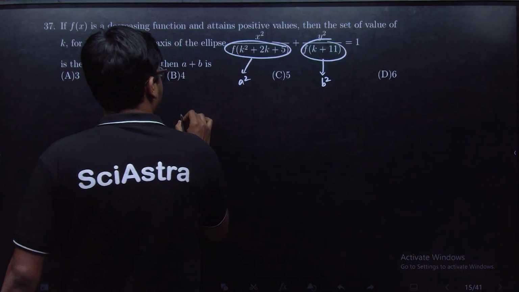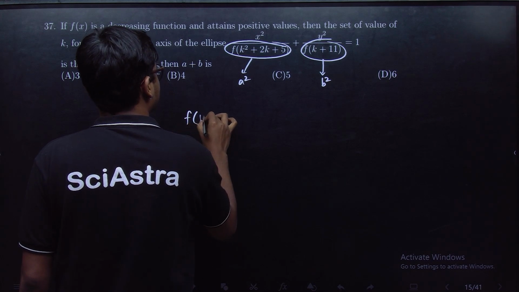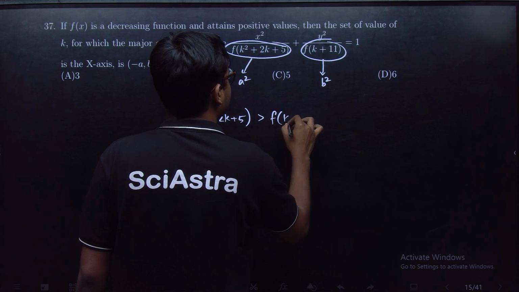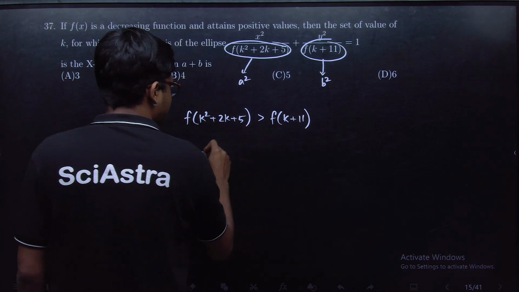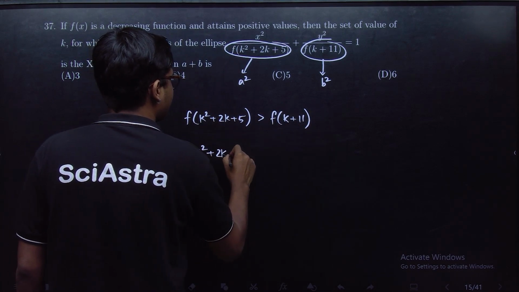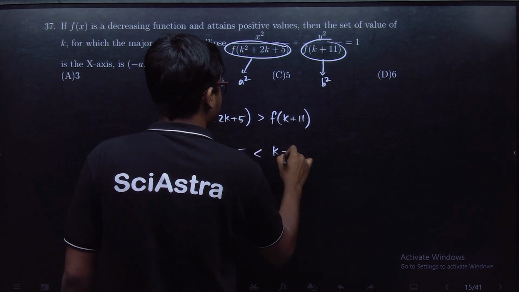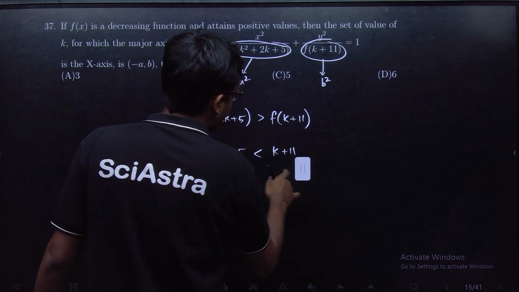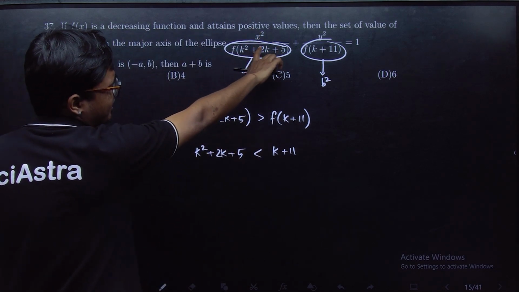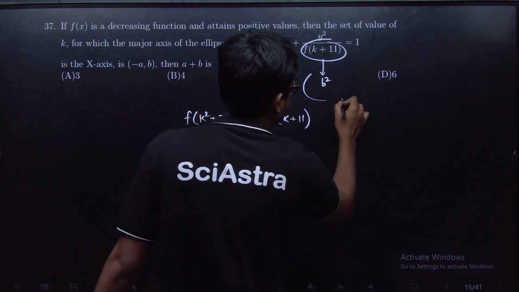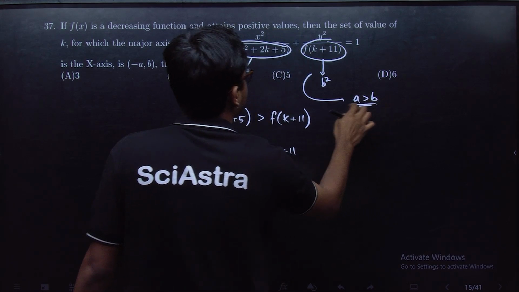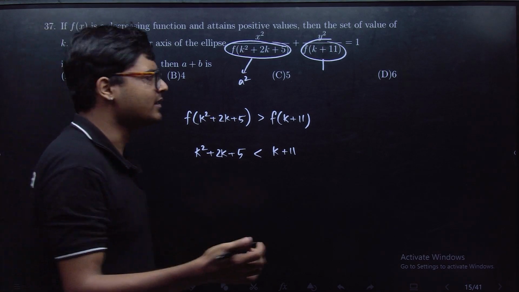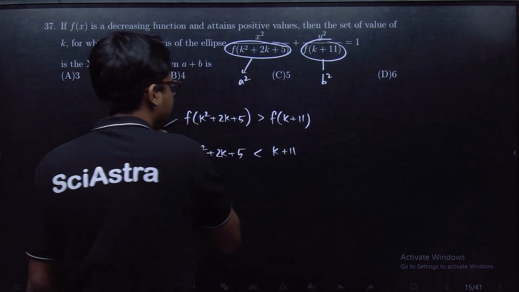So what do we have here? We want f of k square plus 2k plus 5 to be greater than f of k plus 5. But because it's a decreasing function, this would imply that k square plus 2k plus 5 should be less than k plus 11. Why could we directly write this? Because we know that it only takes positive values. So if a square is greater than b square, we know for sure that a is going to be greater than b. Or rather, a greater than b implies a square greater than b square, because they're both positive.